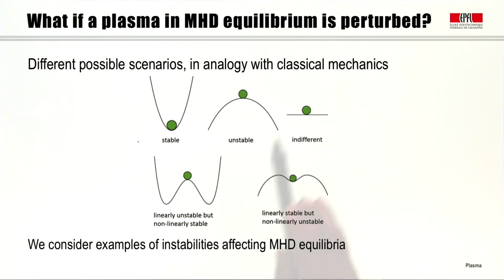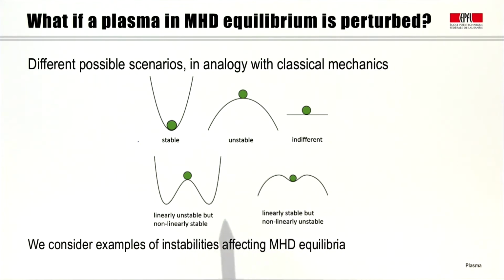We have a third situation here where the equilibrium of our system is indifferent because the potential energy is flat. So we can move it left or right. Potential energy doesn't change. So this is a situation of indifferent equilibrium.